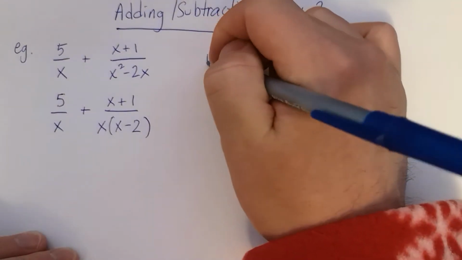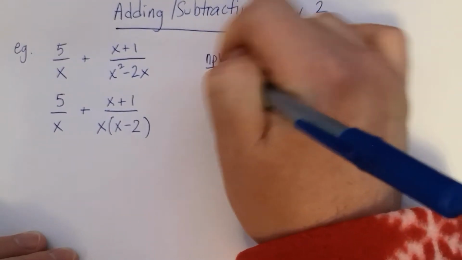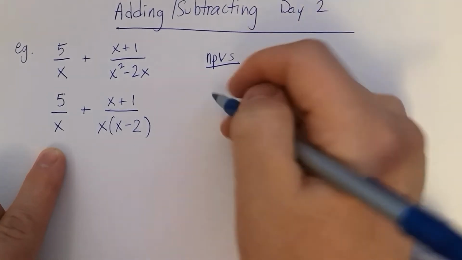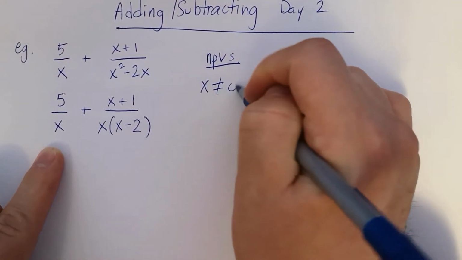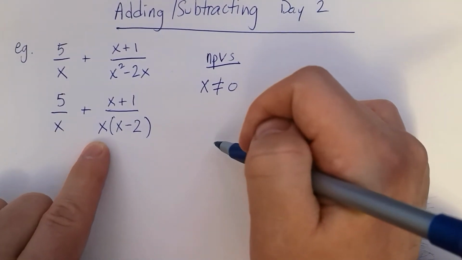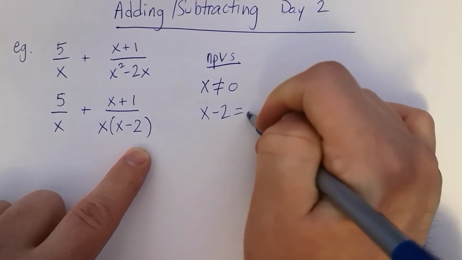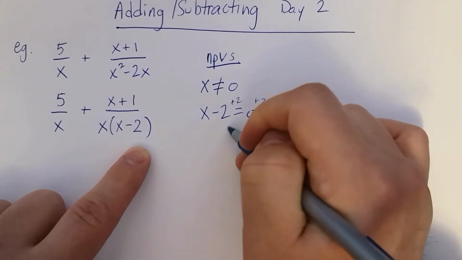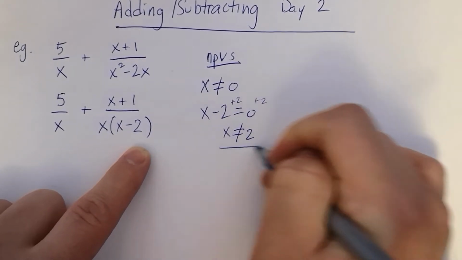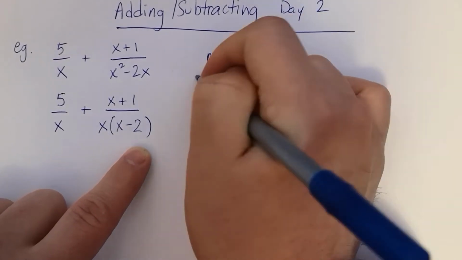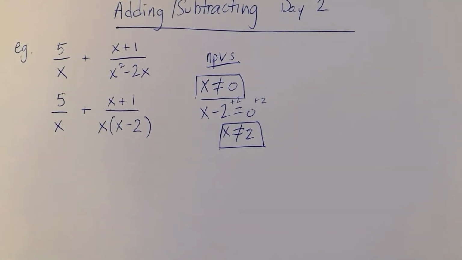Alright, that leads us to be able to find our non-permissible values very easily. Okay, I'm going to get one from here. x can't be 0. Same with this x here, but I don't need to do it again. I also see x minus 2 can't be 0. So I get a non-permissible of x equals 2. Okay, that's no big deal.